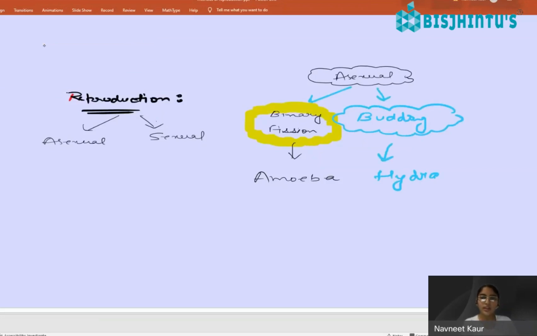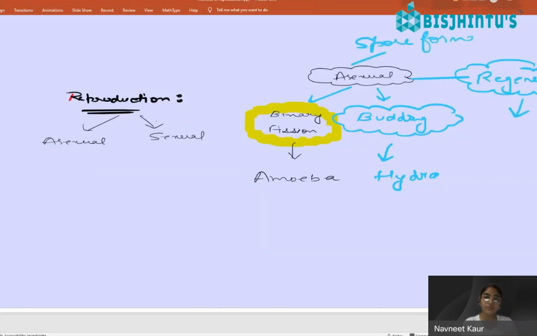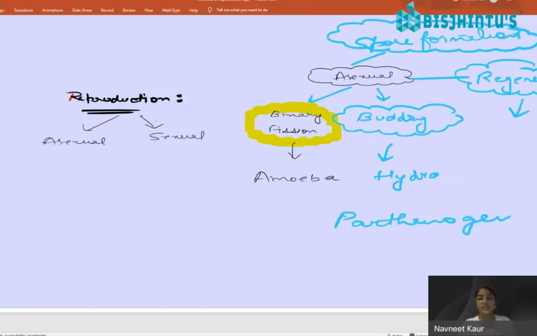After this, here we have regeneration. Now you need to give the example in case of regeneration and in case of spore formation. Two examples I have told you, and for the next two you need to write down the examples. Okay. After this we studied parthenogenesis, in which we discussed an extra case of seeds.